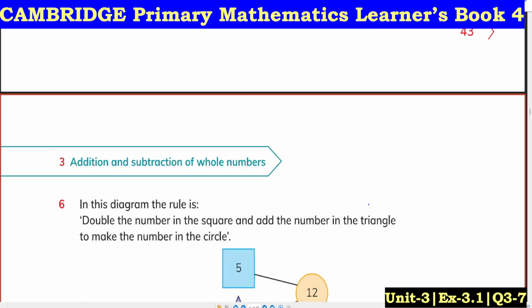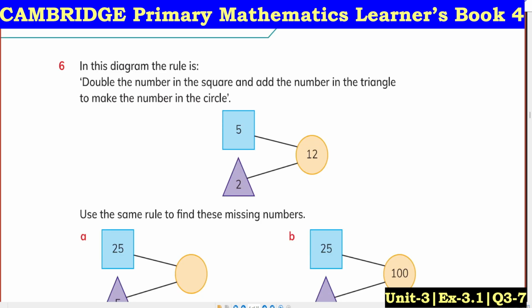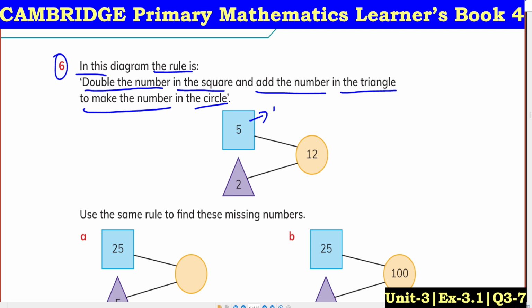Next, number 6. Question 6. In this diagram, the rule is double the number in the square and add the number in the triangle to make the number in the circle. Like this is a 5 in the square, so we have to double it. 5 double means 5 times 2, which becomes 10. Now look, 10 plus 2 becomes 12.